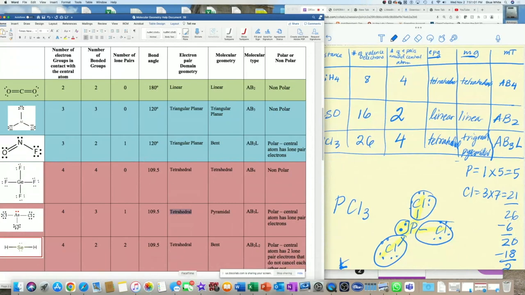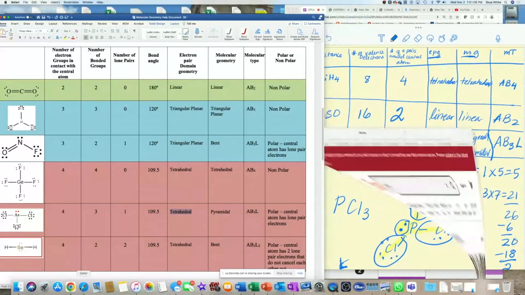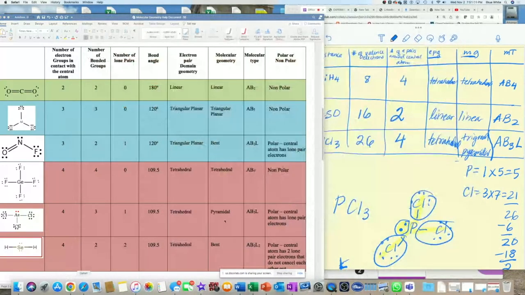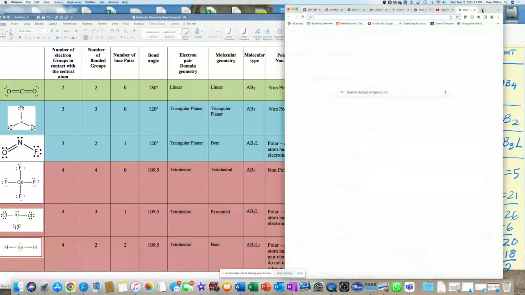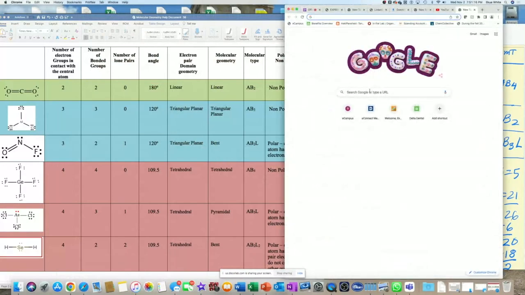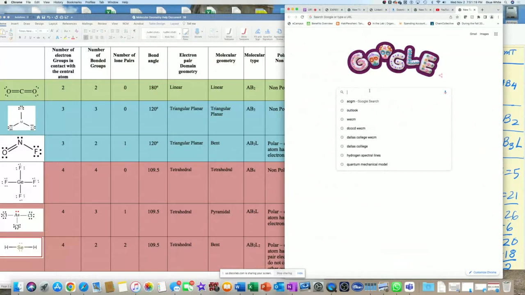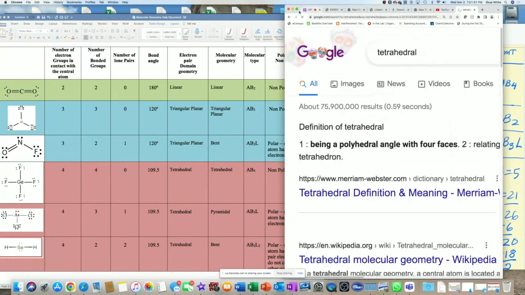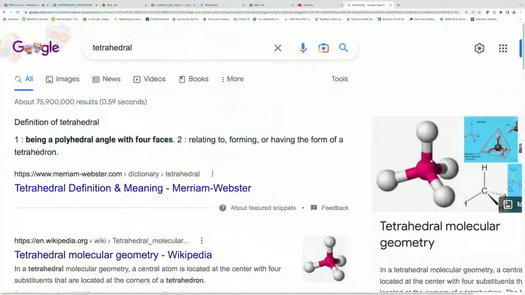Let me see if I can find a picture, because usually on campus I will have a model. Tetrahedral. I don't know if there's an actual image of this in the slides. Tetrahedral. Yeah, this shows it right here. That's what it looks like.